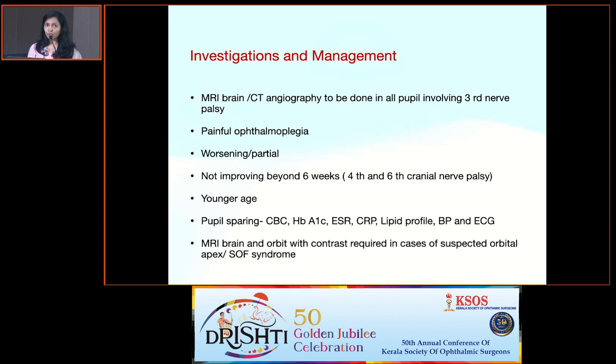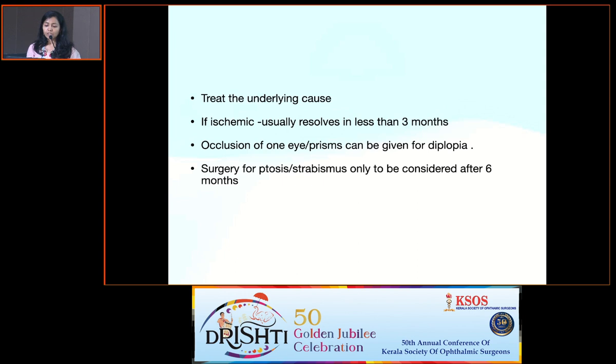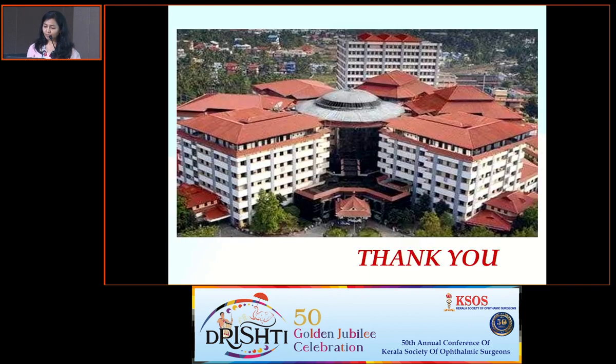And if you are planning to observe and thinking about vascular causes, rule out diabetes, hypertension; a lipid profile, ECG, and BP should be done. Treat the underlying cause. If ischemic, it usually resolves in less than 3 months. In between, you can occlude the eye or prisms can be used to avoid troublesome diplopia. Surgery for the ptosis or strabismus should be considered only after 6 months and when the deviation is stable. Thank you.